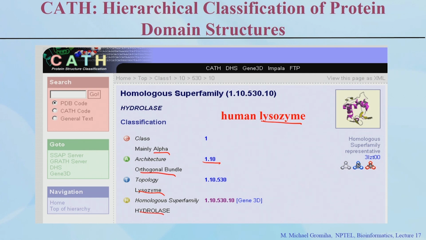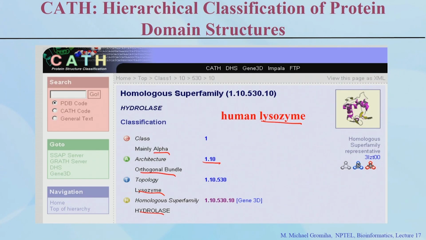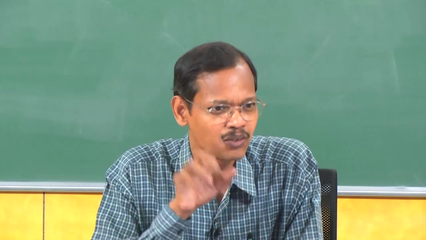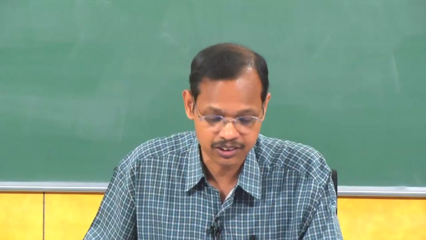In the case of SCOP, what is the classification for the class? For lysozyme they put alpha plus beta, but here they put all alpha. Right. In most cases you can see similar classifications, and in some cases you can see differences. I will explain why there is some difference for the same protein in different databases.